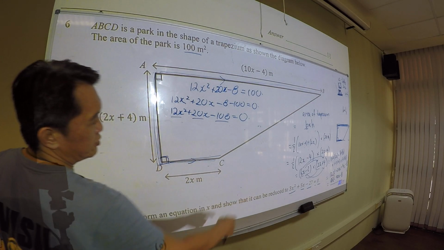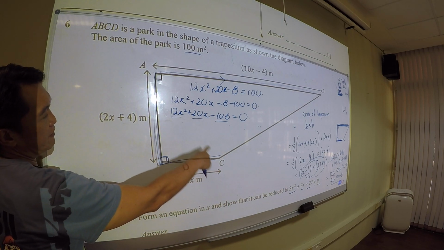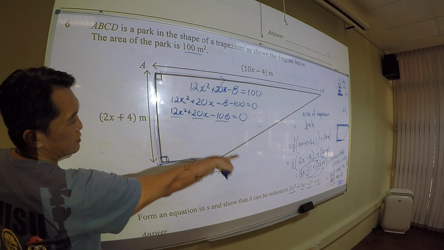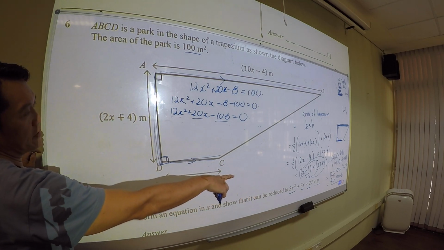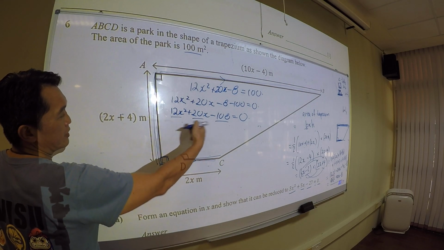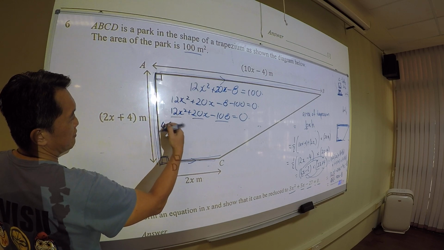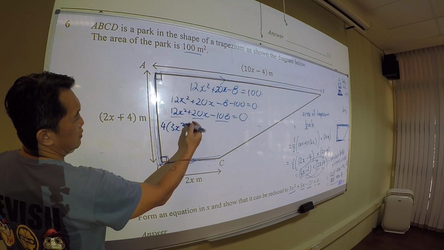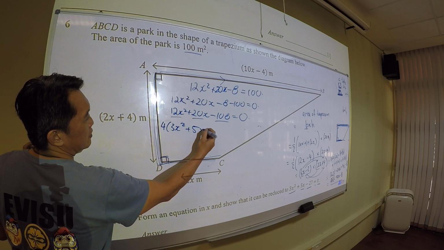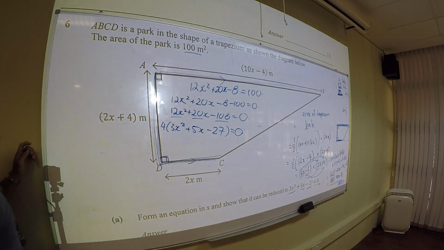12 to become 3x squared, I need to divide by 4. 20, I want to become 5, I divide by 4. Minus 108 become minus 27, also divide by 4. So actually this side, when you get to here, you do a factorization, divide by 4, divide by 4, divide by 4. You get your answer already.